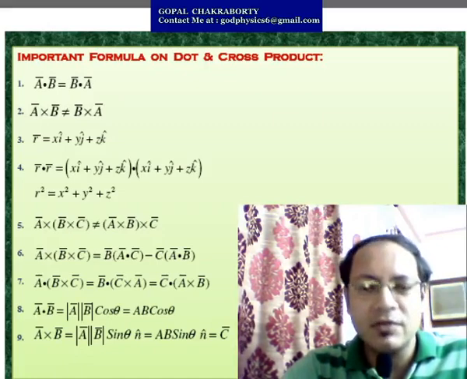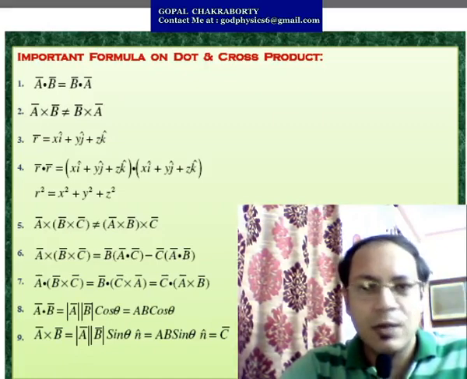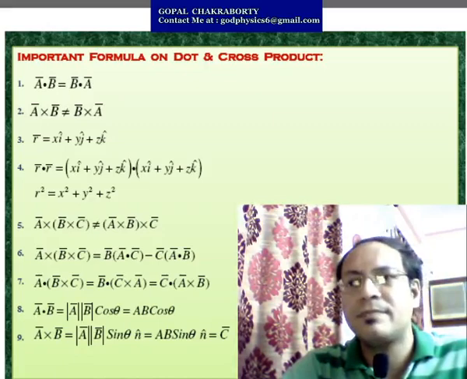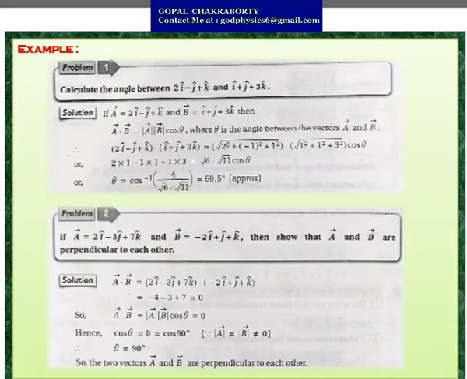Okay. Now we are going to solve some numericals over this topic. Now the first problem is here. Calculate the angle between two vectors, that is 2 i cap minus j cap plus k cap and i cap plus j cap plus 3 k cap. So two vectors are given here. You are asked to find out the angle between these two vectors.